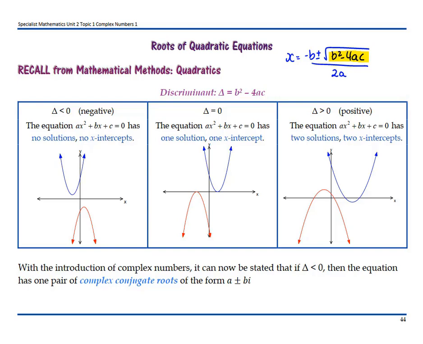Now, with the introduction of complex numbers, it can now be stated that if delta is less than 0, then the equation has one pair of complex conjugate roots. They're going to be in the form of a plus or minus bi, and that's why they're conjugate roots. You've got a plus bi and a minus bi.